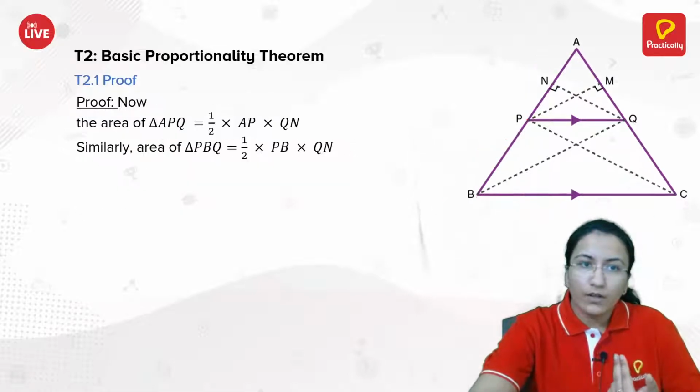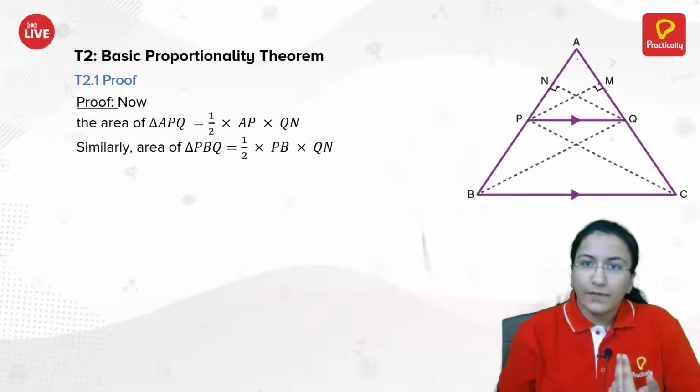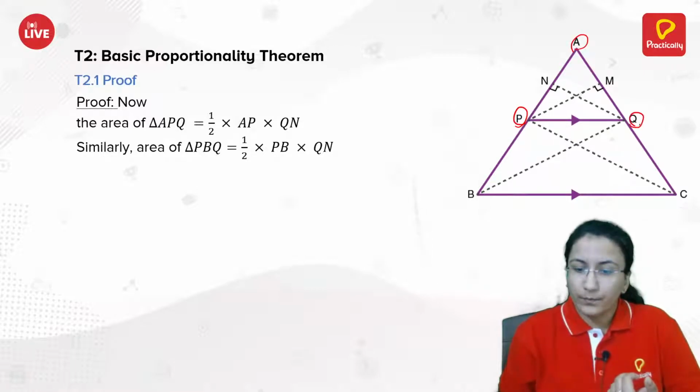So its proof involves, like, we will find the area of triangle APQ, right?